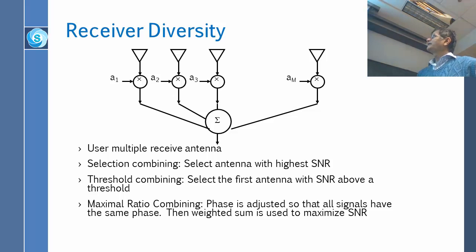Maximal ratio combining. So the phase is adjusted so that all signals have the same phase. So we could put some value for A1, A2, A3. By the way, A1, A2, A3 do not have to be real numbers. They could be imaginary numbers or complex numbers.